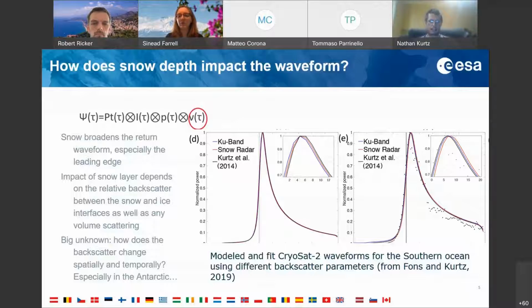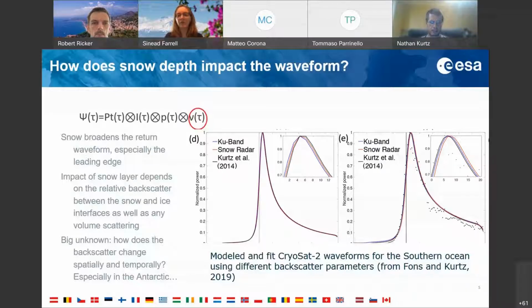Snow, again, isn't as simple as roughness, where you increase one value and the whole waveform changes. It's really dependent on the actual depth of the snow, the roughness of the surface, and then the relative backscatter between the snow and the ice surface. But the overall effect is to broaden the waveform.